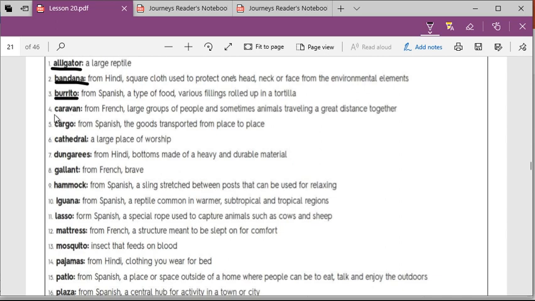And then we have caravan. Caravan comes from French, and it's a large group of people and sometimes animals traveling a great distance together. As people used to travel in the past, they used to use camels and they used to travel long distances as a group of people together. That's what we call caravan.